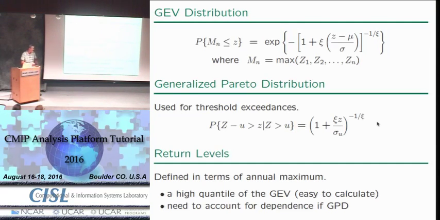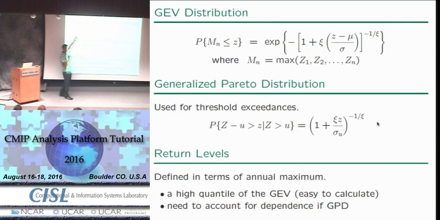And then we can talk about return levels. Return levels are defined in terms of the annual maximum. If you're unfamiliar with the term return level, you're probably familiar with the 100-year flood. A 100-year return level is essentially the equivalent of a 100-year flood, but of course you can talk about the 100-year return level of wind speeds or something like that. The return level is the level that the annual maximum will exceed with probability 1 over, say, 100, if you're talking about the 100-year return level. So the definition of return level is in terms of the annual maximum.